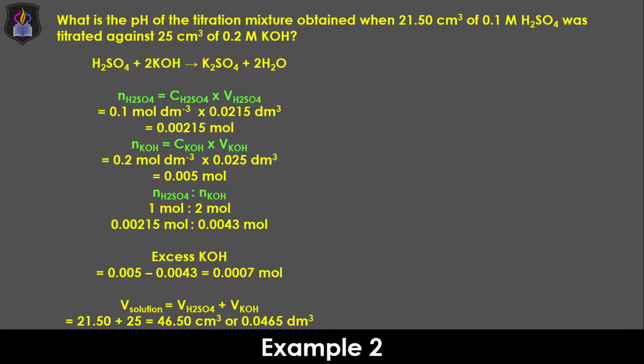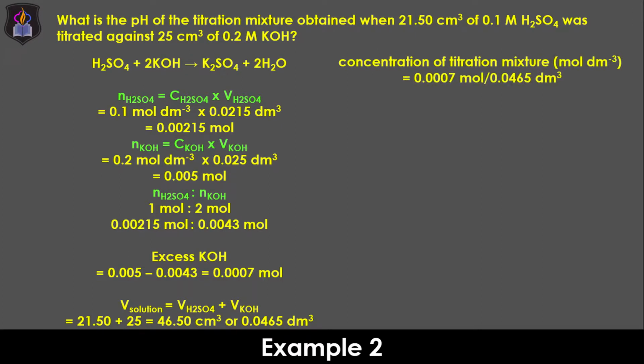the sulfuric acid and the volume of the potassium hydroxide. Hence, from the number of moles of the excess base in the titration mixture and the volume of the mixture, we can calculate its concentration as 0.0151 mole per dm3. Being an alkaline solution, this concentration is the value of the hydroxide ions concentration.